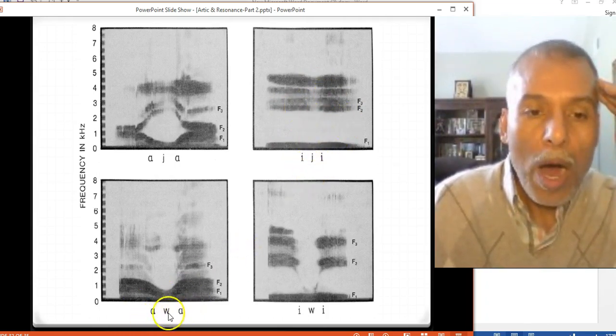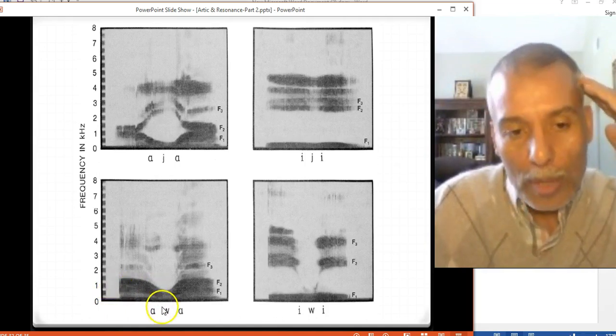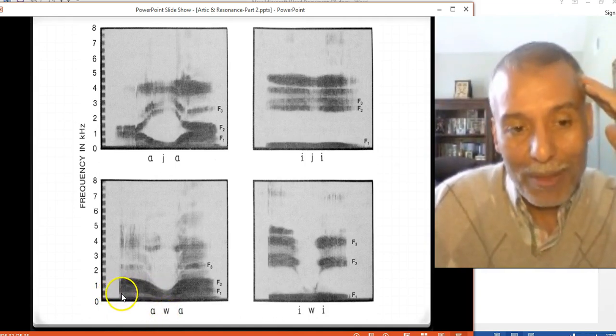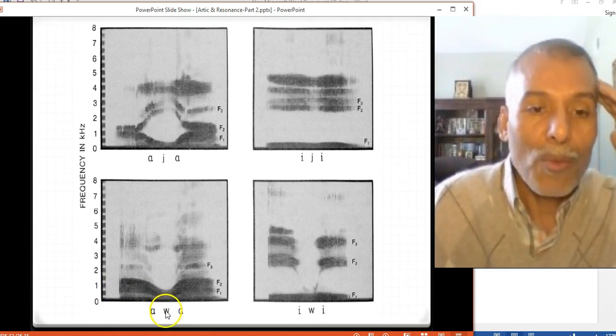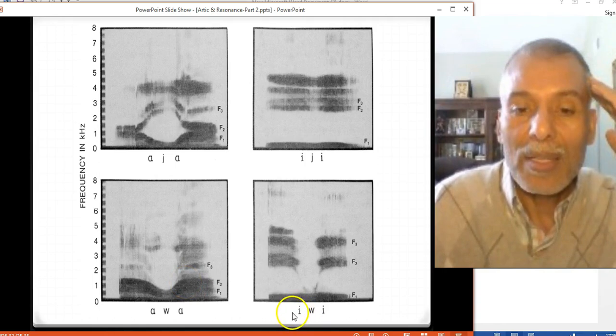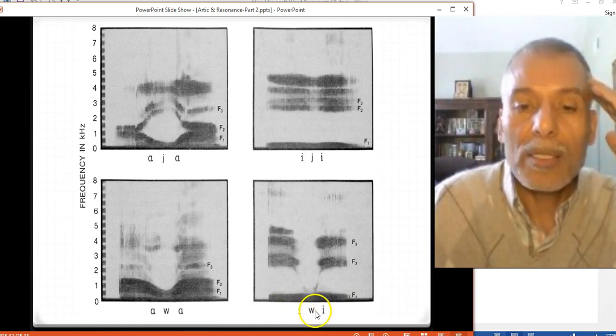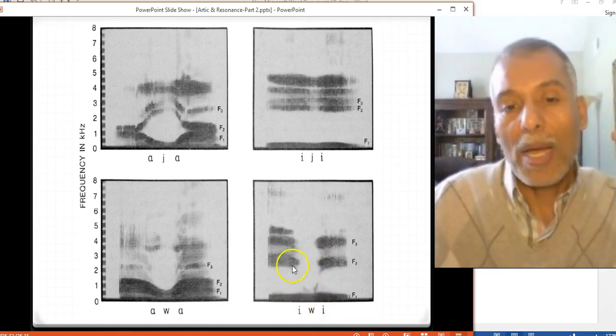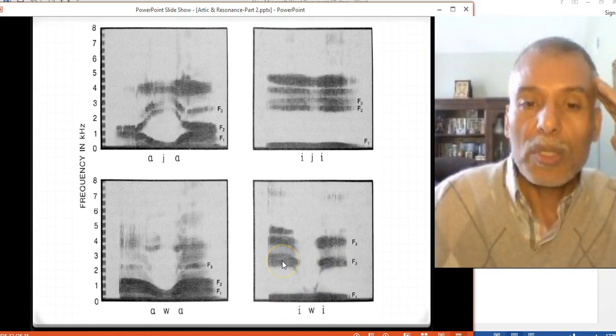Now "awa, awa." "Ah" has higher F1, and as you go down in anticipation, you make it lower because "wa" is low, and then you rise again as you say the vowel on the other side. This one is "ee-we." You have F1 basically the same, no change, because both of them, "oo" and "ee," are similar. But they get distinguished when you move back to the "ee" with the tongue high, and F2 is high.